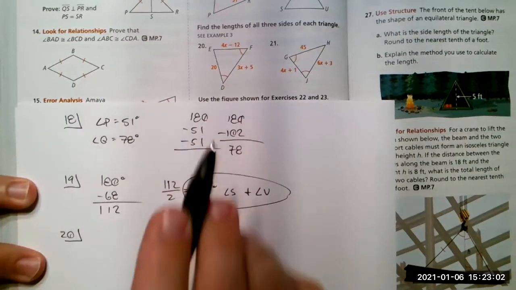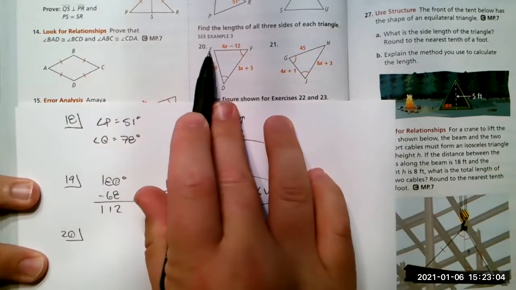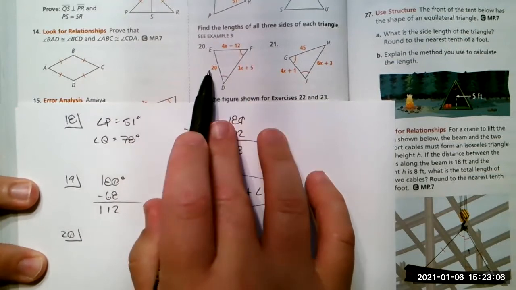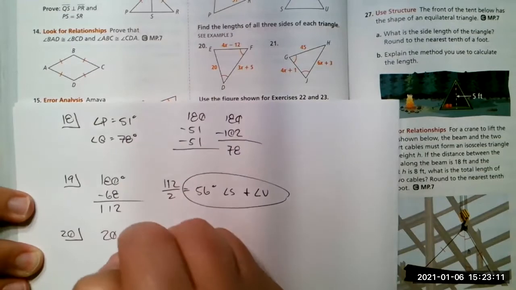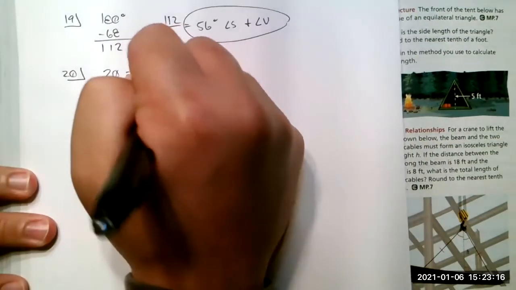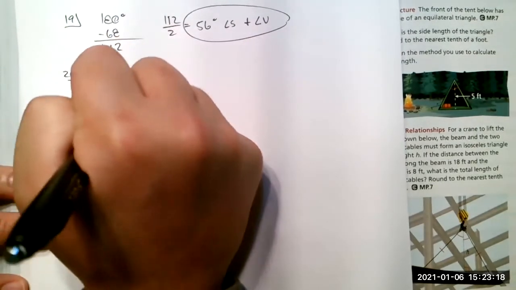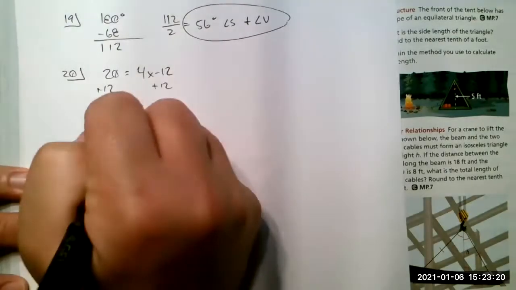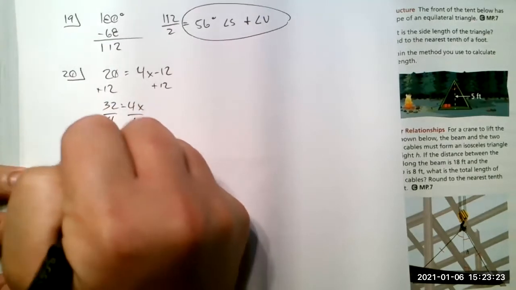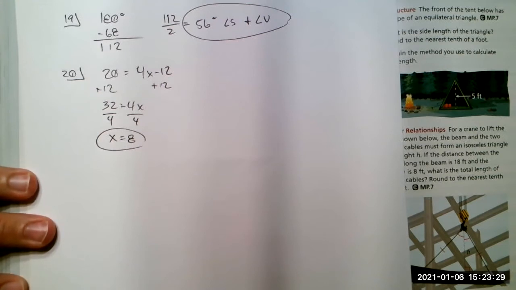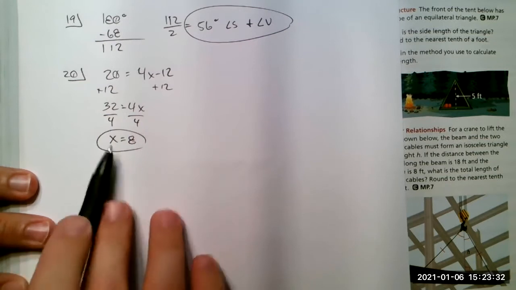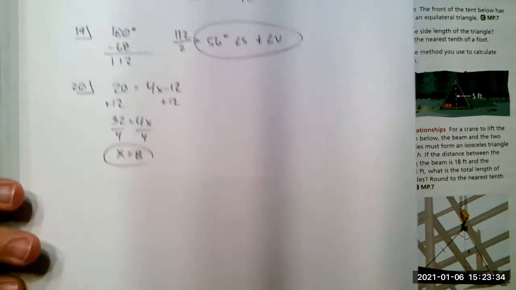So for number 20, if this side is congruent with this side, then they're equal to each other. So I'll just set them equal to each other and then solve for x. I'll add 12 to both sides, divide both sides by 4, and I get x equals 8. That's not the information they're looking for. They want you to say what the measurement for each side is. So x is just the variable number that we're going to plug in.